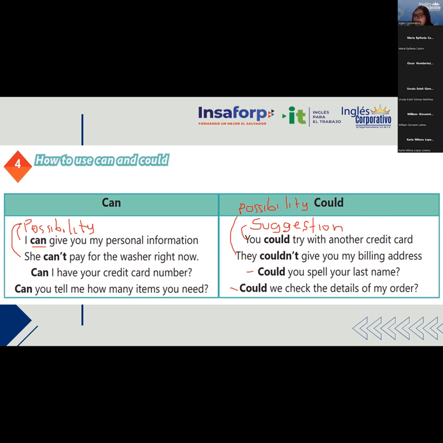Could you spell your last name? That's a request, a polite request, remember. If we use could, we are being more polite, more formal, right? Than if we use can. Could we check the details of my order? Could we check the details? Would we check the details of my order? Sure, why not? Right, so that's a request. Any questions about the uses of can or could here?